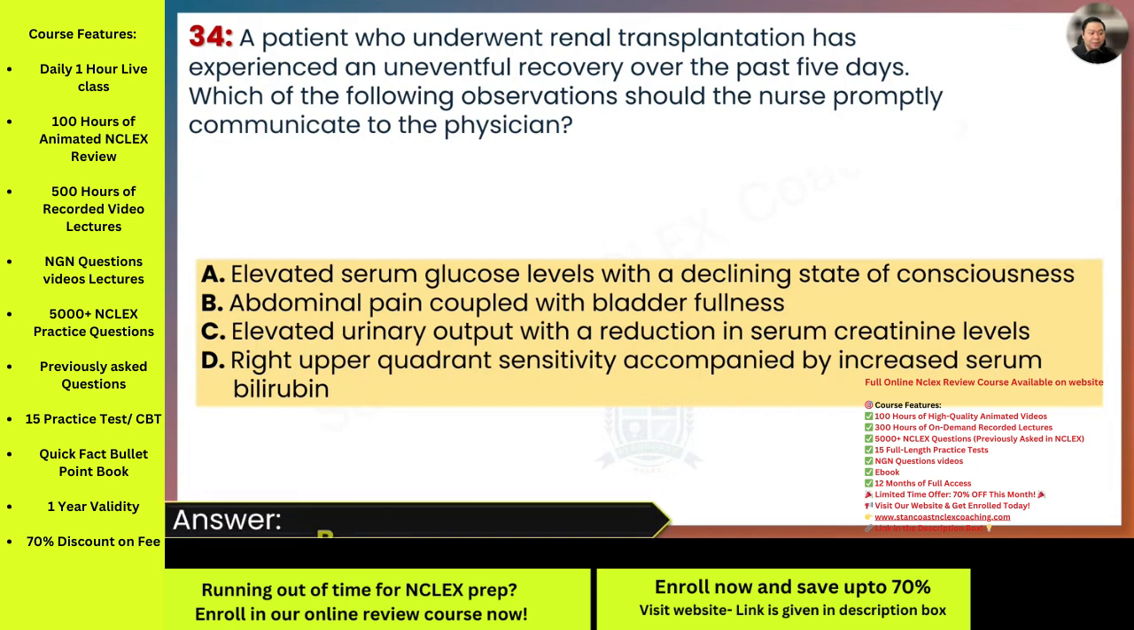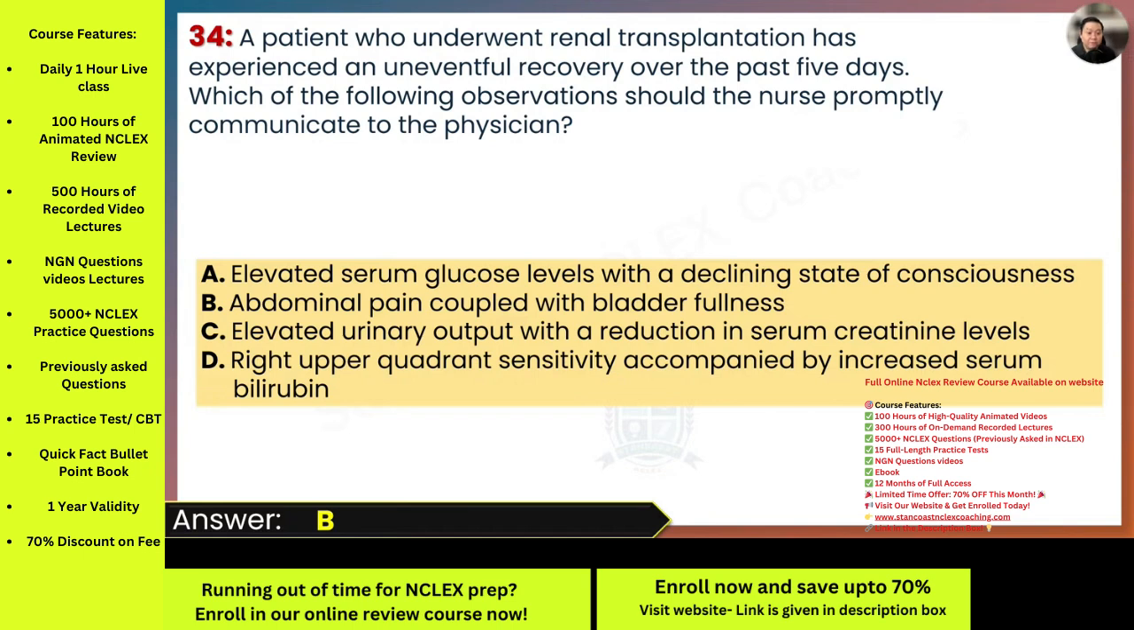The answer is letter B. That is abdominal pain coupled with bladder fullness. Because the abdominal pain and bladder fullness could be signs of urinary tract obstruction, which is a serious complication after renal transplantation. And this is a common complication in the first few days after surgery. And this must be addressed promptly to prevent damage to the transplanted kidney. And the urinary tract obstruction can impair the urine flow, which could eventually cause graft failure if not treated promptly.